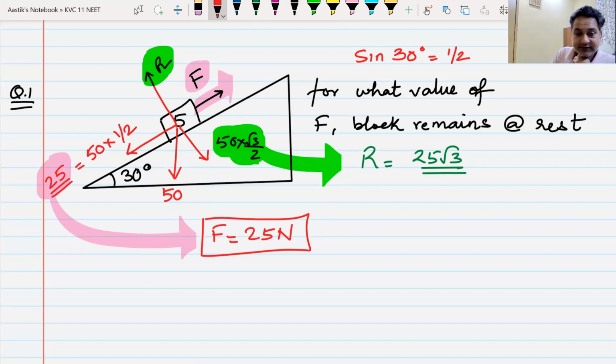Do we understand this? Anyone got this answer? Okay.